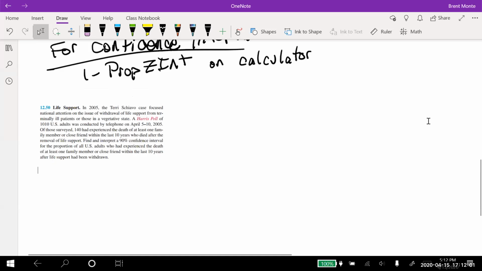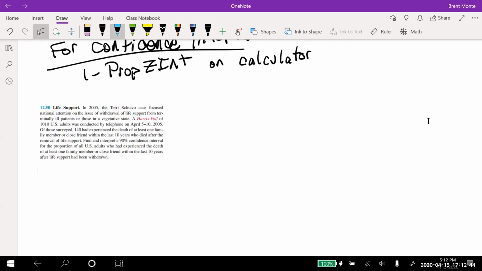All right, so here's the problem. 1250 says life support. In 2005, the Terri Schiavo case focused national attention on the issue of withdrawal of life support from terminally ill patients or those in a vegetative state. A Harris poll of 1,010 U.S. adults was conducted by telephone on April 5th through 10th of 2005. Of those surveyed, 140 had experienced the death of at least one family member or close friend within the last 10 years who died after the removal of life support. Find and interpret a 90% confidence interval for the proportion of all U.S. adults who had experienced the death of at least one family member or close friend within the last 10 years after life support had been withdrawn.